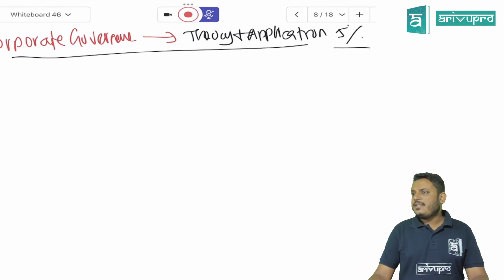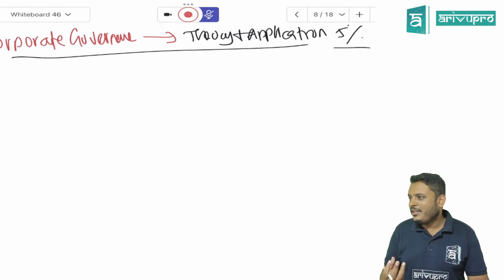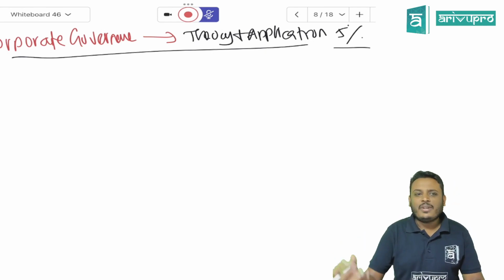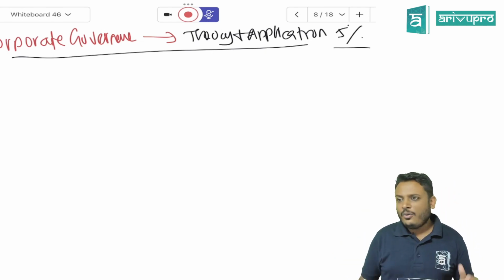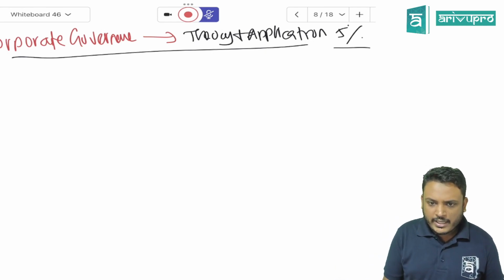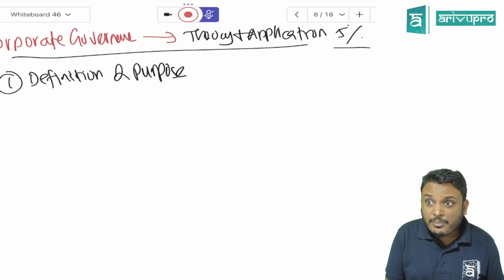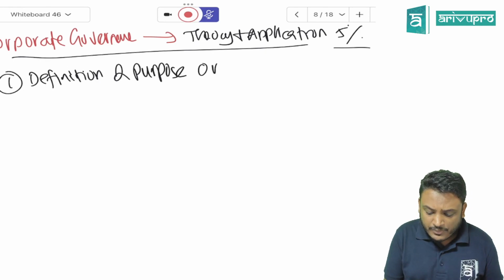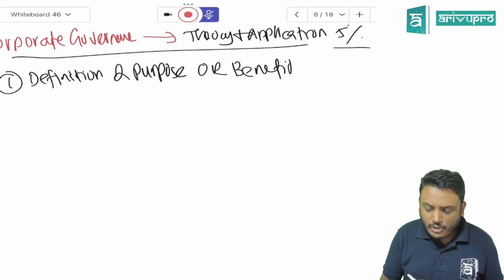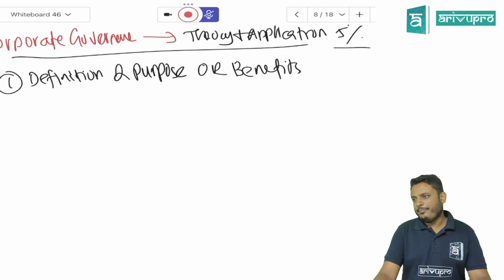And when it comes to case study, the examiner tested the corporate governance code, and you need to apply that code to different cases, right? That's how I observed throughout the past papers, right? So write it down. Examinable points. Number 1, definition and purpose. Or benefits. Sometimes they ask purpose of corporate governance. Sometimes they ask benefits of corporate governance. Both are the same.